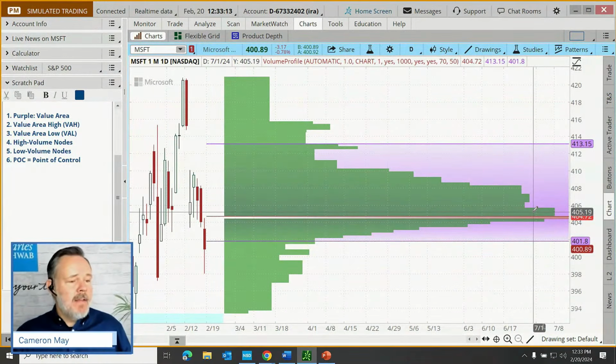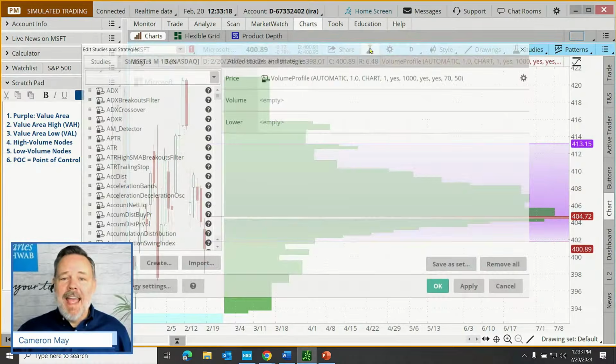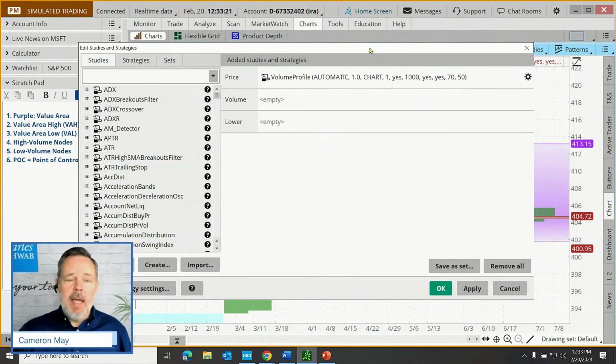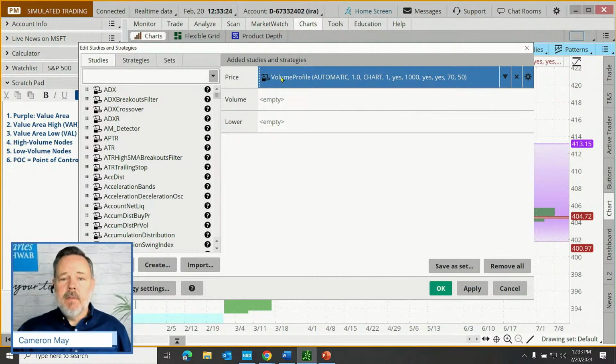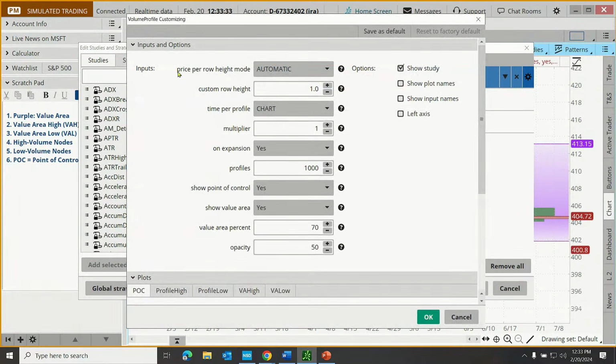So yes, this is a customizable indicator, and we can do that by clicking on Edit Studies. It's a study, and we're going to edit it. Here's the volume profile as currently constructed. To edit it, we're going to click on the little gear icon, right? You'll notice it has a preference right now, the price per row height mode. That's a bit of a mouthful. That's just telling us how thick each one of those nodes is. Is it a fairly high price range or a fairly narrow price range that's being measured for its volume participation?